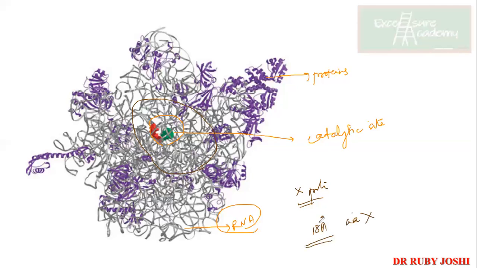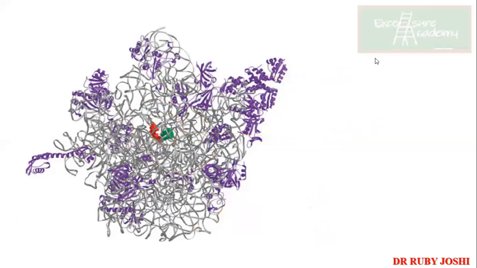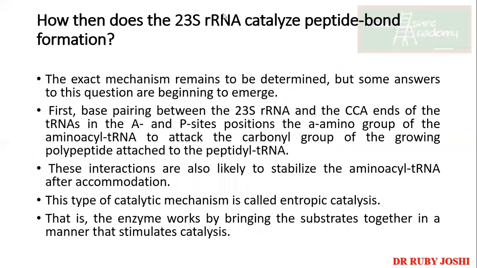So from the figure also, it was clear that this is the 50S large subunit. They saw that even though proteins are involved, at the catalytic site there is no presence of proteins, so no presence of amino acids. So the catalytic work is entirely done by the RNA. Is it clear? Are you able to follow?